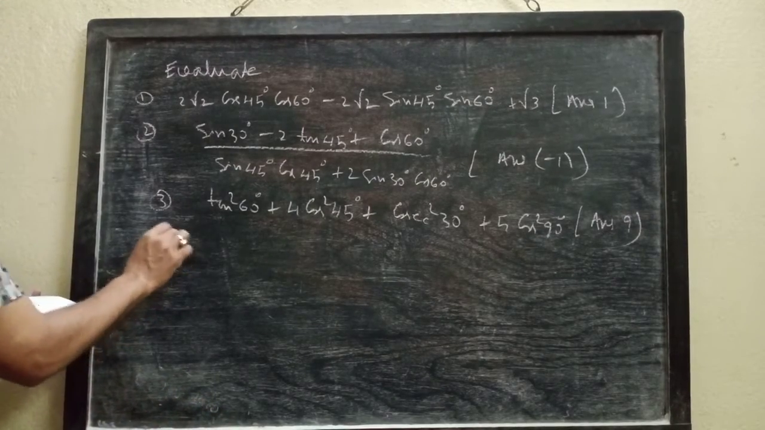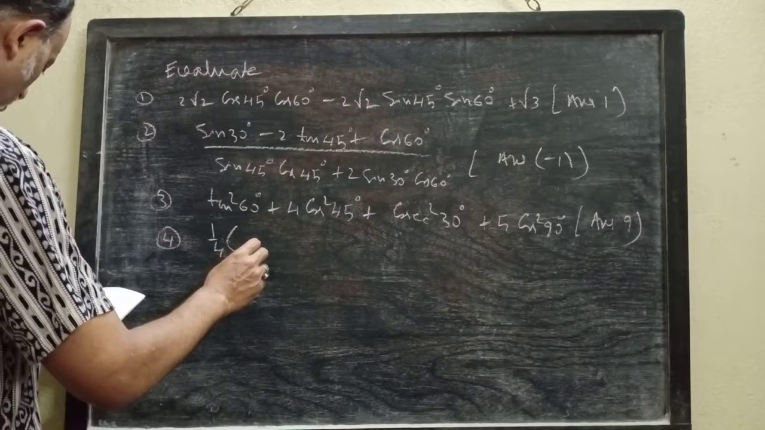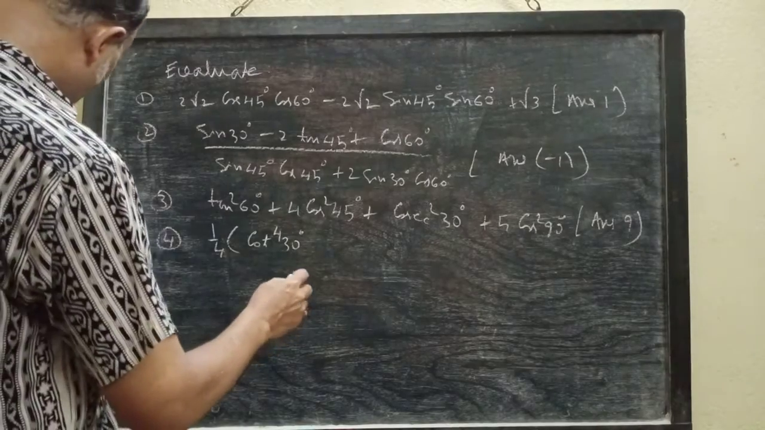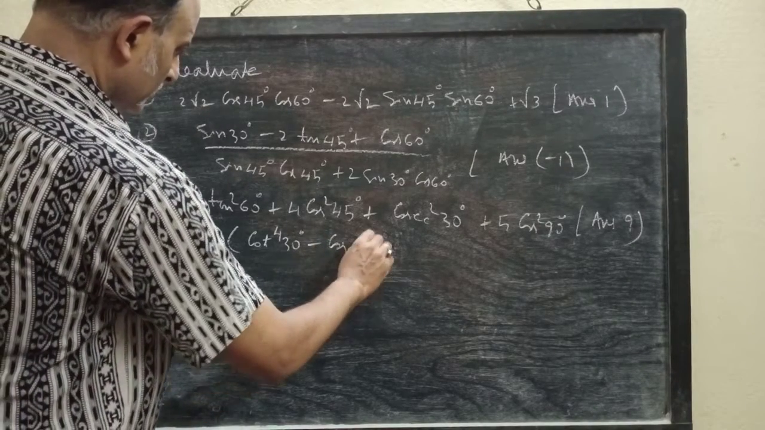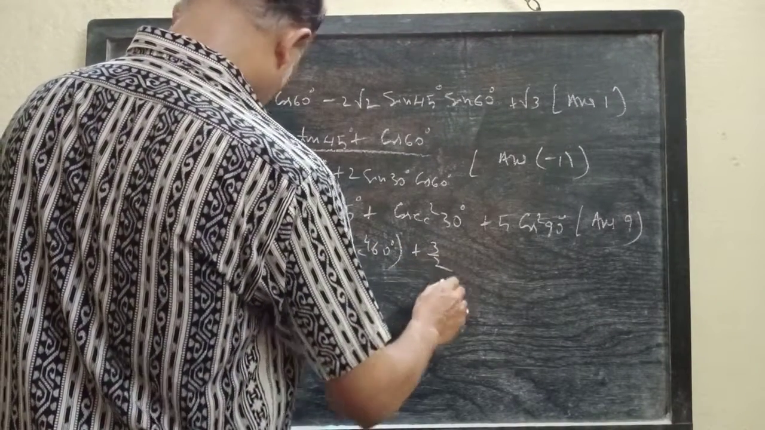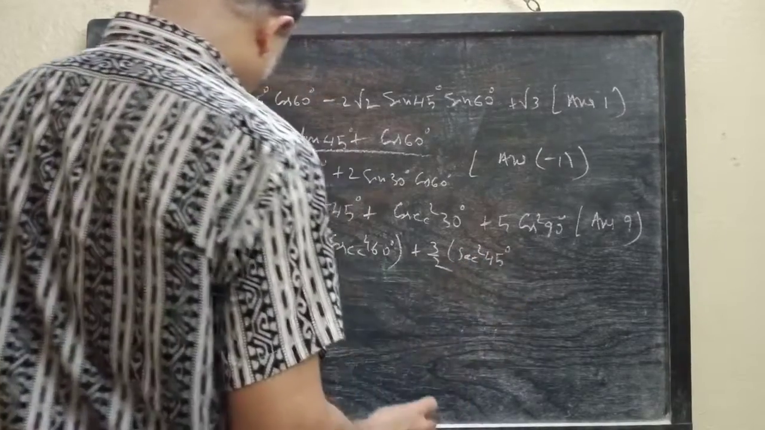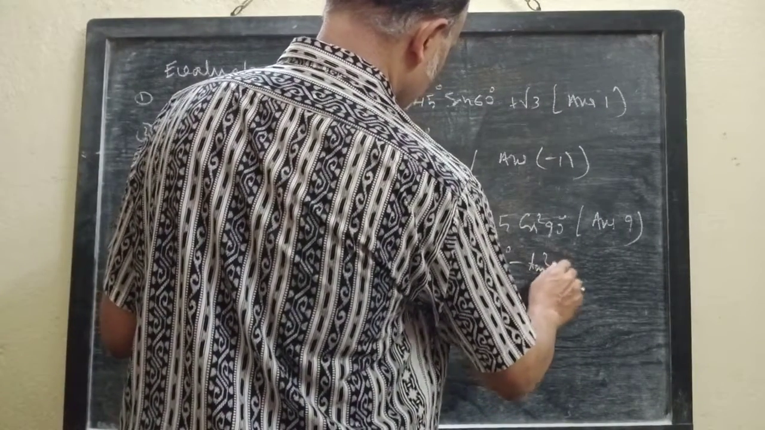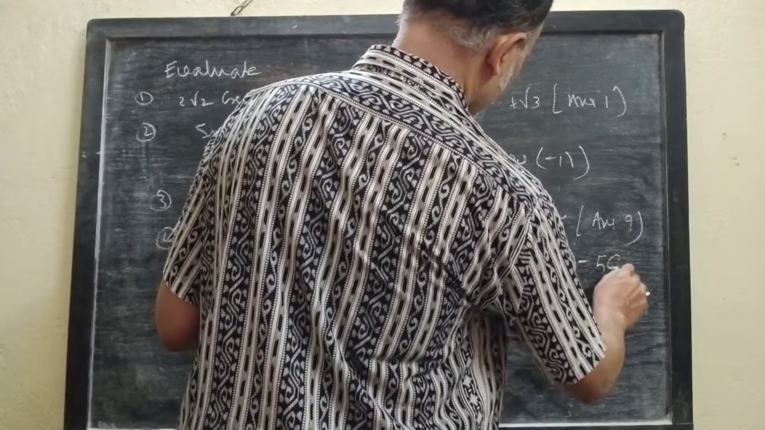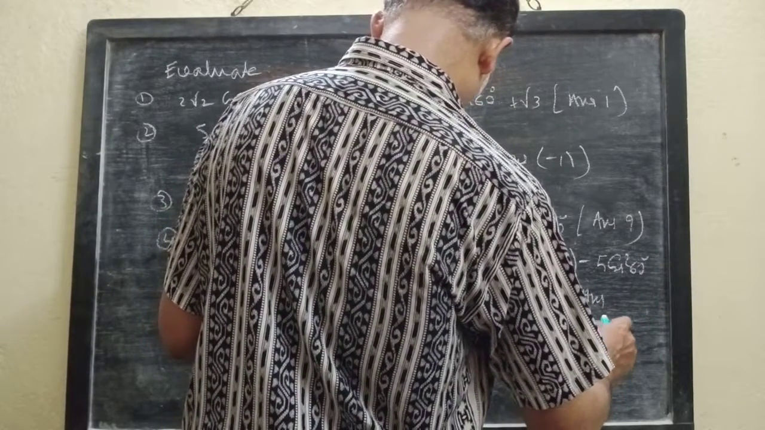Number 4. 1 by 4 within bracket cot to the power 4 30 degree minus cosec to the power 4 60 degree plus 3 by 2 sec square 45 degree minus tan square 30 degree minus 5 cos square 60 degree. Its answer is 55 by 18.